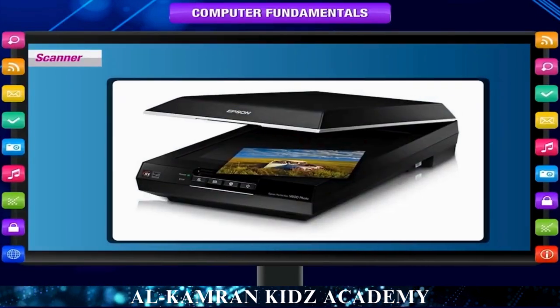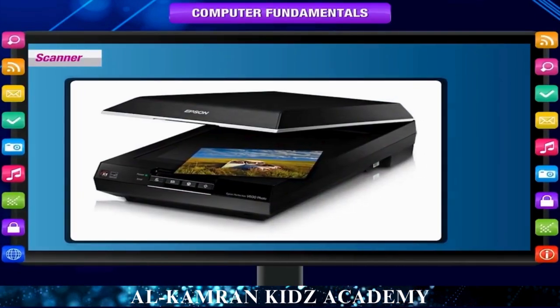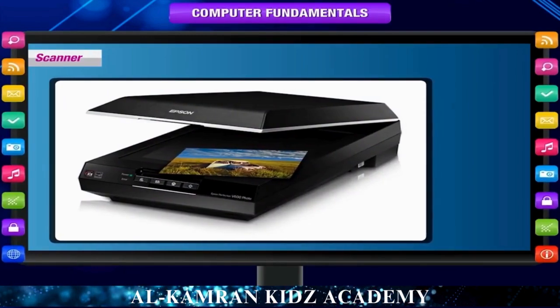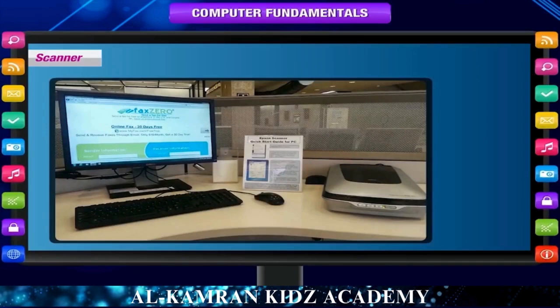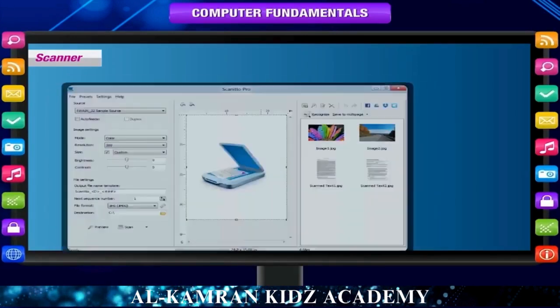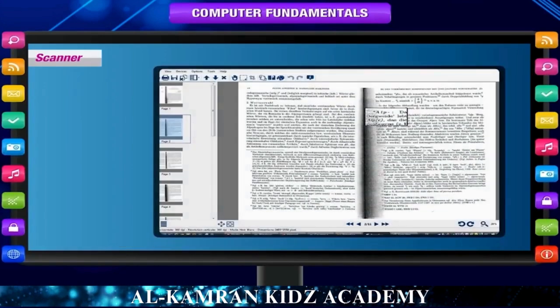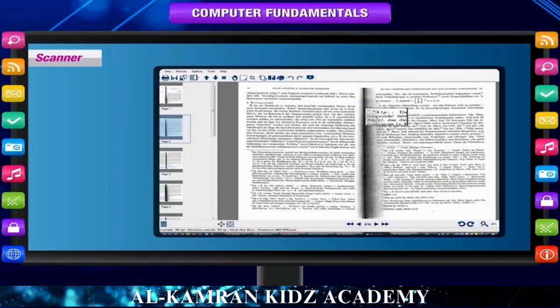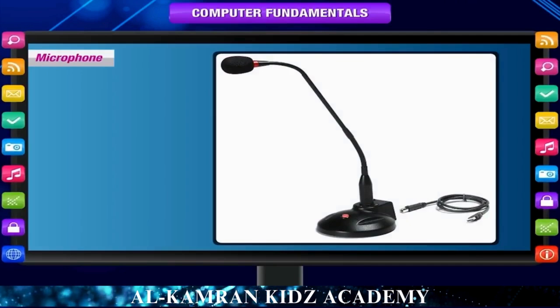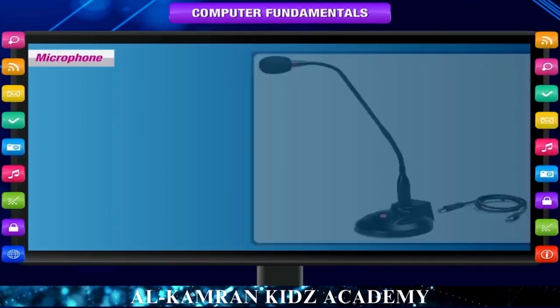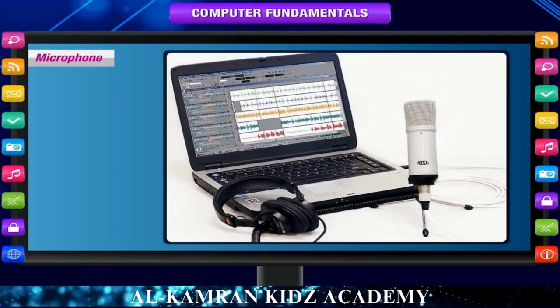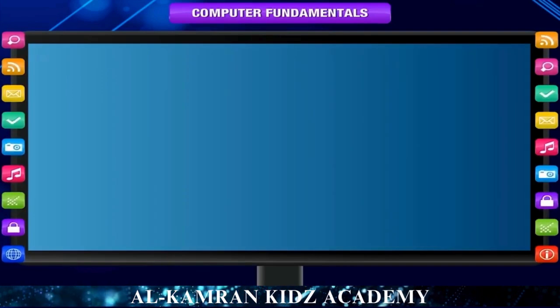Scanner. A scanner takes an image of the page and enables you to save it in several forms that a computer can understand. There is software that can convert an image of text into real text that can be edited. Microphone. It is an input device that is used to record our voice and other sounds into a computer.